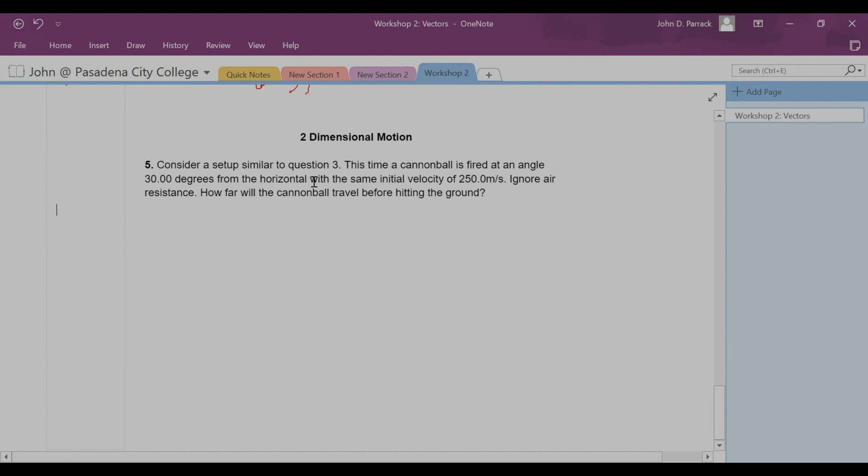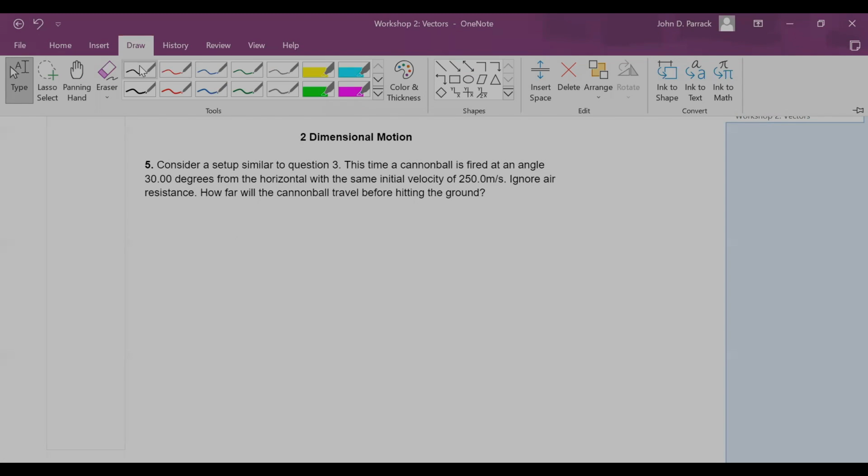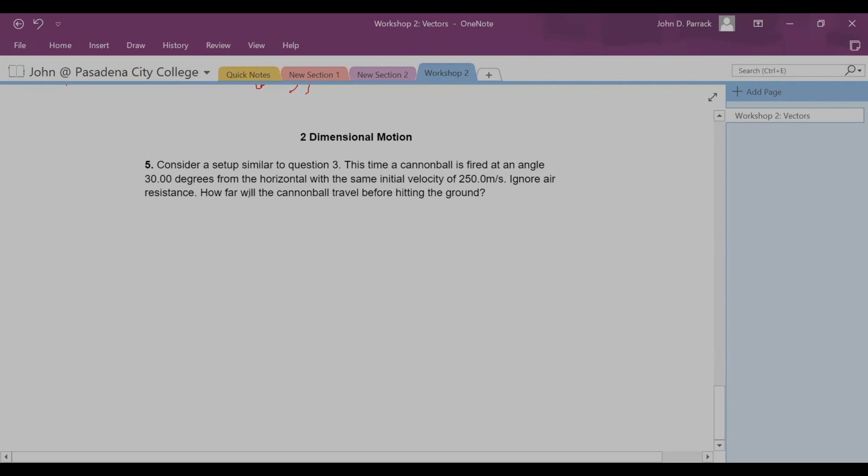Consider a setup that is similar to question 3. This time a cannonball is fired at an angle 30 degrees from the horizontal with the same initial velocity. Ignore air resistance. How far will the cannonball travel before hitting the ground?